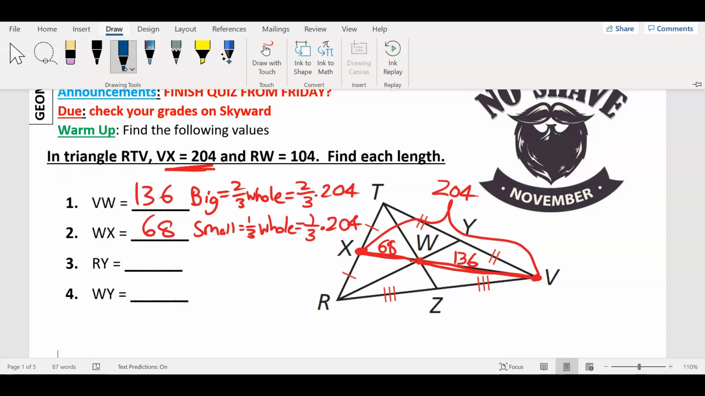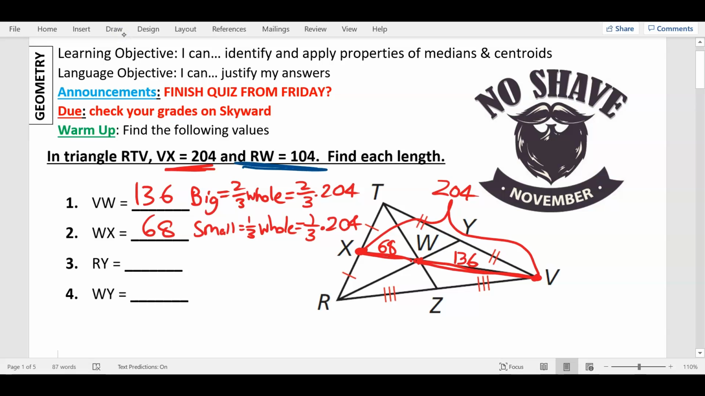Blue. All right. Now, it says RW is 104. So I'm going to label from R to W as 104. Is that the big or the small part? It is the big part, right? Everyone look up here. 104, this part is bigger than this other part, but it's not the whole thing, right? So this is the big part. Now, if I have the big and I'm looking for the small, careful, what's that relationship between the big and the small? It is half. Did you know that?